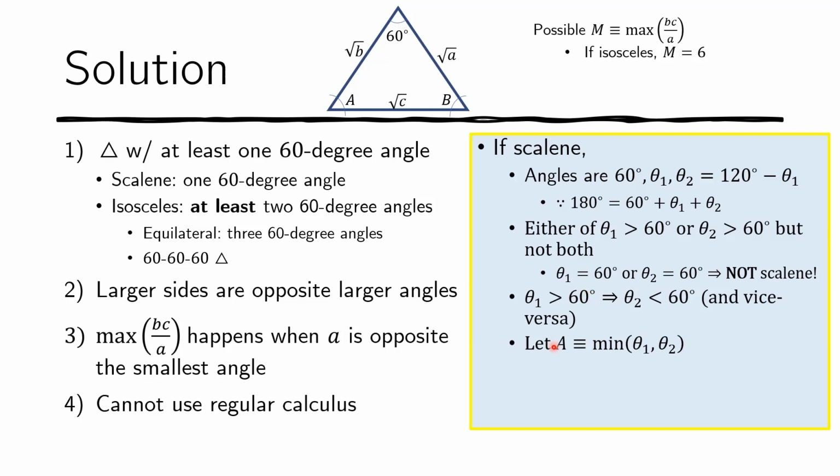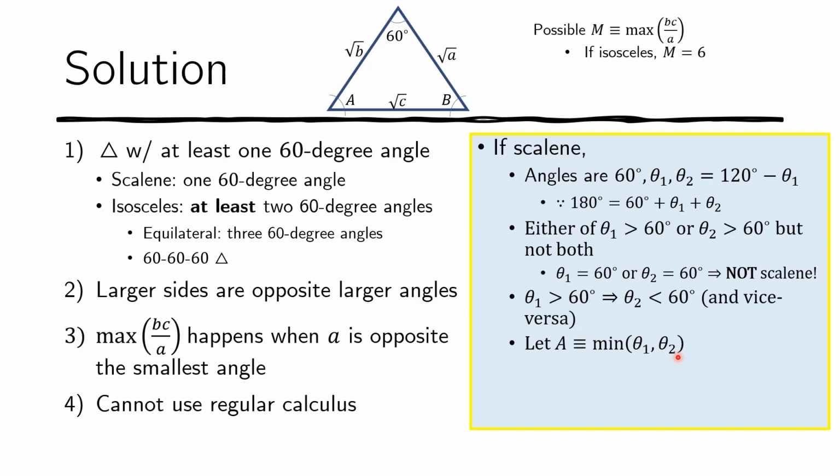So we now know that A could only be chosen between theta 1 and theta 2, because we've already said that A must be the smallest, right? So we also have to look for the smallest angle, and the smallest angle is either theta 1 or theta 2, because one of them would be less than 60. So we can say that the angle opposite the side square root of A is actually the minimum of theta 1 and theta 2.